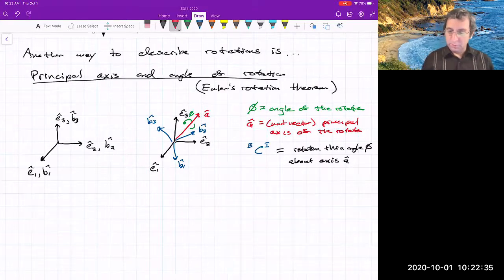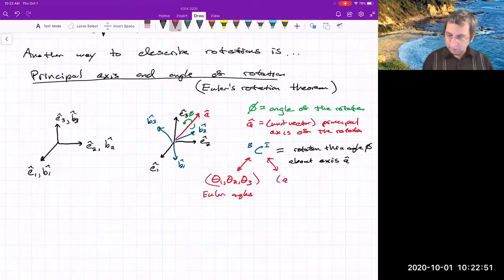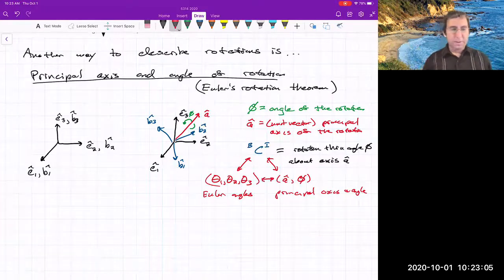So we've got this 3x3 matrix. The 3x3 matrix can equivalently be written in terms of 3 Euler angles, or you could write it in terms of a principal axis and angle. And then you can even go between Euler angles and the principal axis and angle. So there are all these equivalent ways to write a rotation.